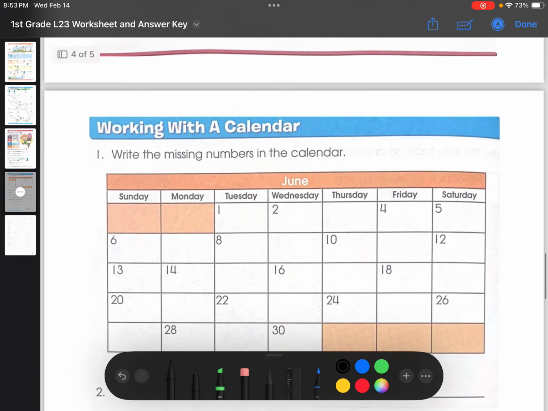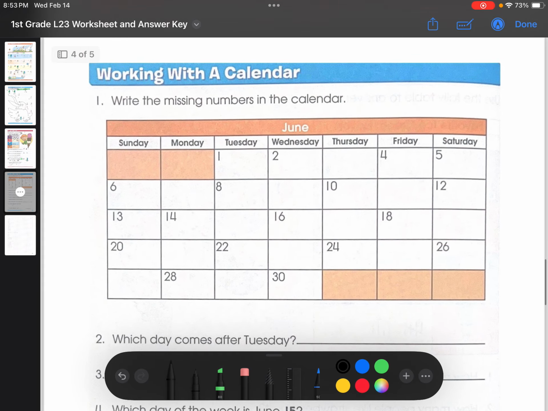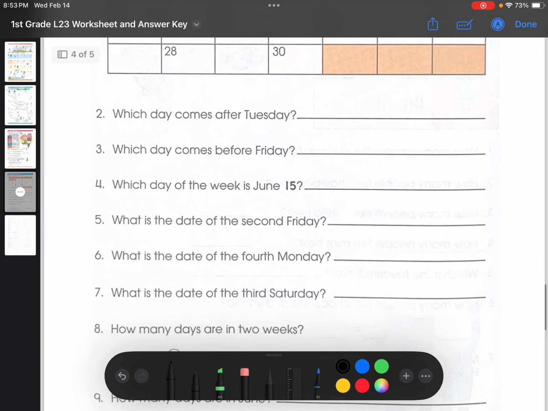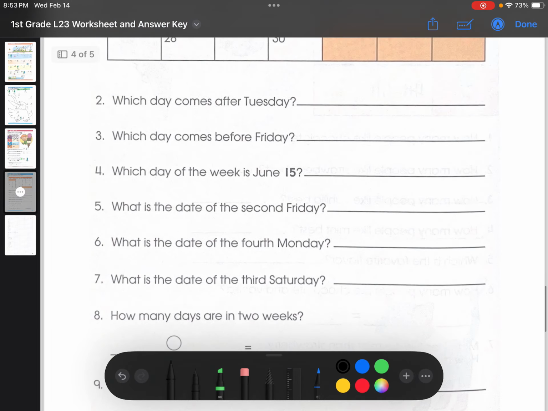Alright, moving on. Working with a calendar. Number 1, write the missing numbers in the calendar. So a calendar is just dates, so we're just counting basically. 1, 2, 3, 4, 5, 6, 7. Whoa, sorry about that. I kind of gave the answer away. But we'll fill it in together, and then you guys can answer the rest of these questions.